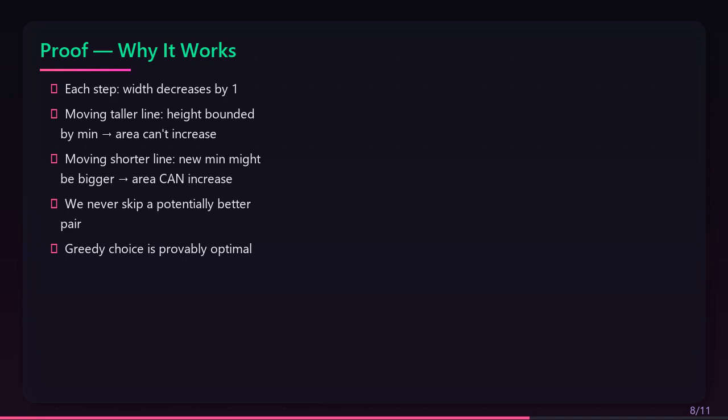If you move the shorter line, you might find a taller replacement. The new min could be bigger, making up for the lost width. We never skip a pair that could have been the answer. The greedy choice is provably optimal.